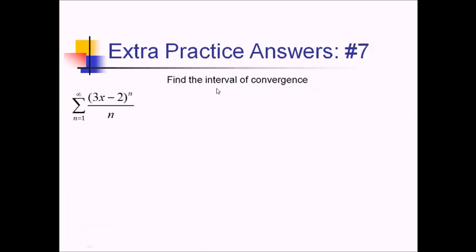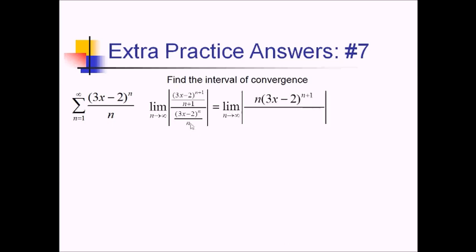On this problem, we're looking for the interval of convergence for this series. Since it's not geometric, we use the ratio test to figure this out. So I've got the limit as n approaches infinity of absolute value of n plus 1th term, so that's 3x minus 2 to the n plus 1 over n plus 1, over the nth term, which is just this original summand here. Same change flip, I've got 3x minus 2 to the n plus 1 times n, and then in the denominator, I've got n plus 1 and 3x minus 2 to the n. 3x minus 2's can cancel out, leaving me with just a 3x minus 2 in the numerator and an n. Denominator is just going to have an n plus 1 now.